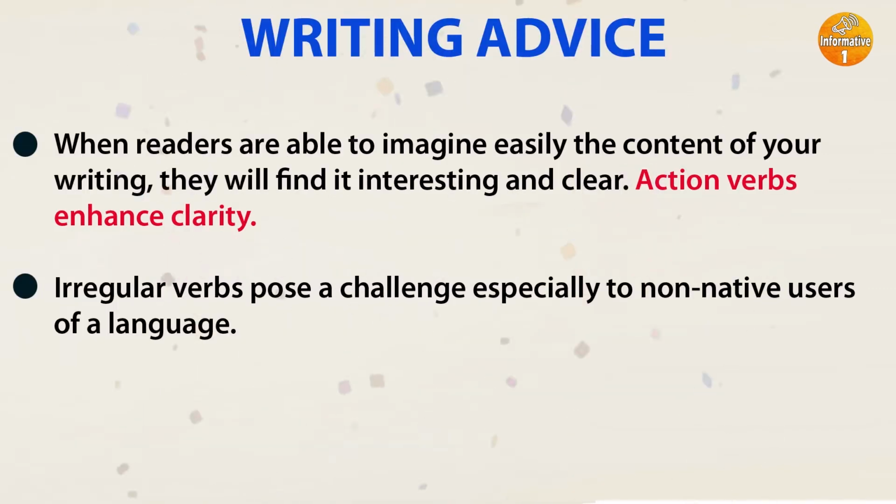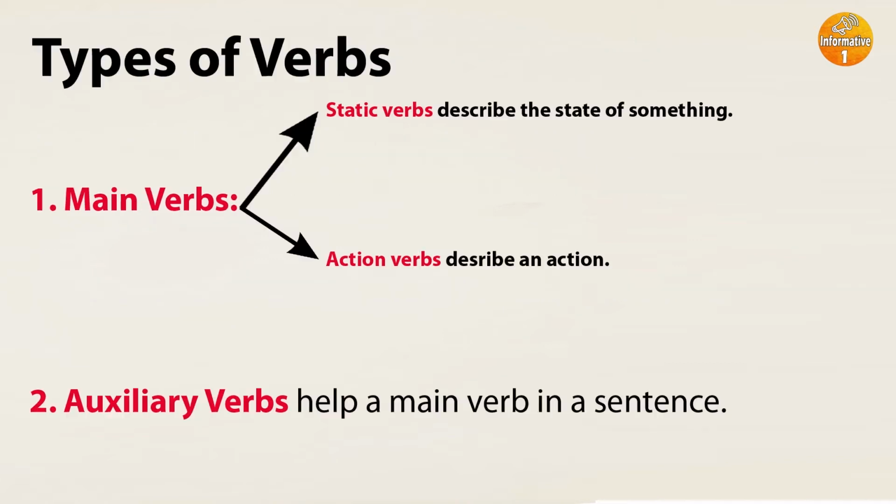Advice on verbs. It's very important. Just like the nouns, the second most important place where you need to work in order for your sentences to be more crisp and emphatic is the verb. And verbs, as I said, are of two types: the main verbs and the auxiliary verbs. The main verbs themselves can be divided into two types.